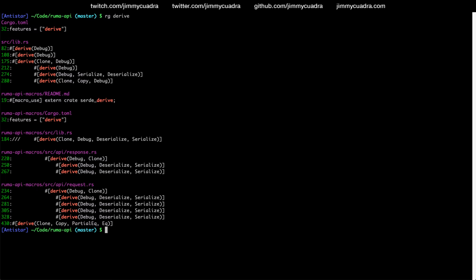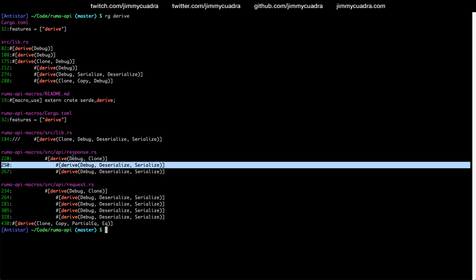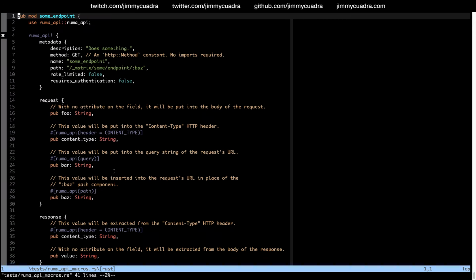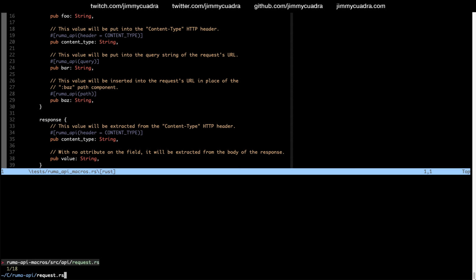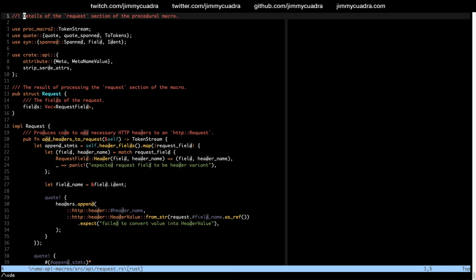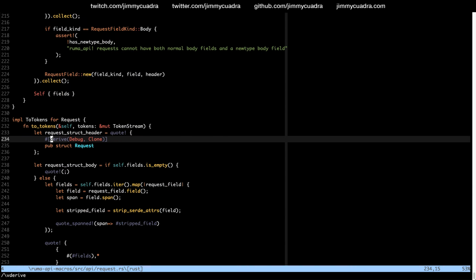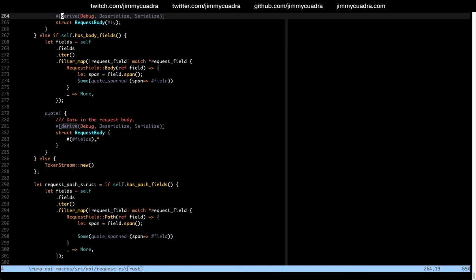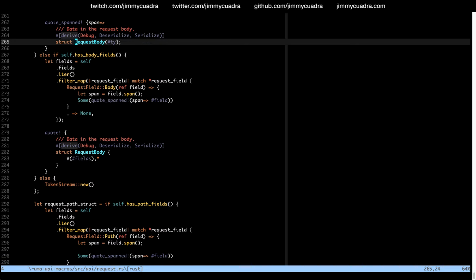Okay, so we're deriving deserialize and serialize in a couple of places in Ruma API macros. So maybe what I want to do here is let's go to request.rs and look for derive. Okay, so here's a place where I'm deriving these.